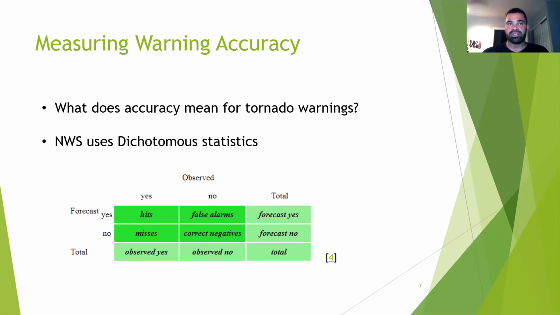And what that table shows is that a hit means that an event is forecast to occur and did occur. A miss is an event that was forecast not to occur, but did occur. There's also false alarms, which are events that are forecast to occur, but did not occur. And there's also a correct negative, where an event was forecast not to occur, but did occur.